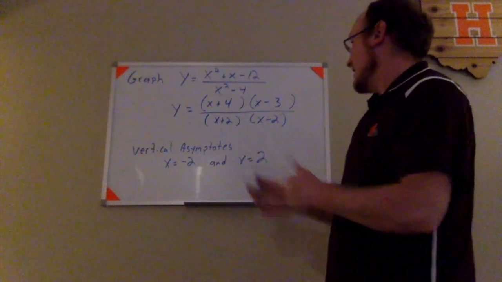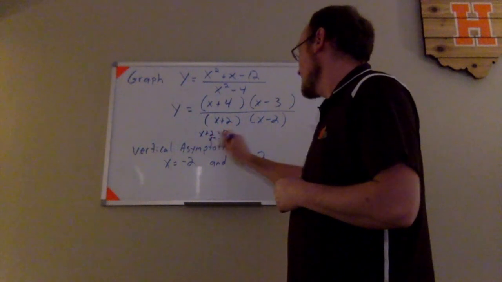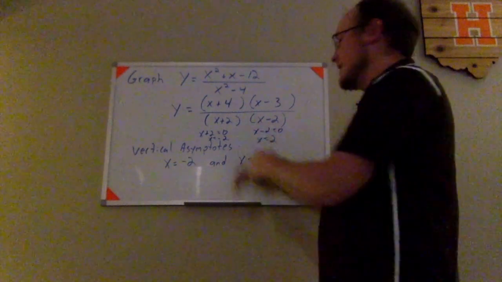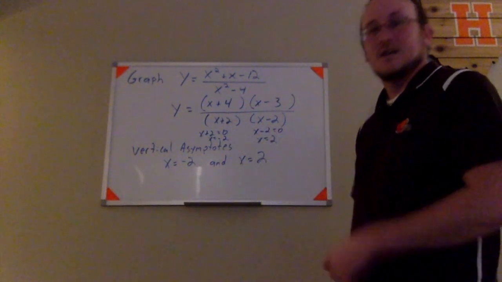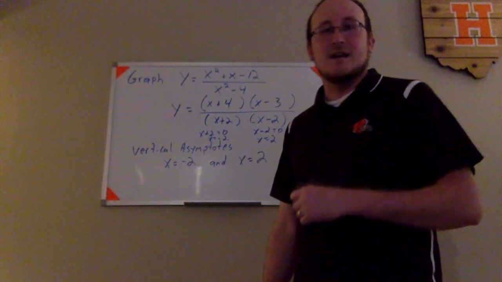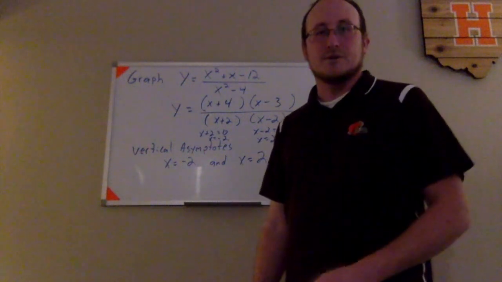So again, if I show the work for that, I do x plus 2 equals 0, and I get x equals negative 2. Here I get x minus 2 equals 0, and I get x equals 2. That's the work that I was using to figure out the location of those vertical asymptotes. Since I did not have any factors that got canceled out completely from the denominator, I did not have any removable discontinuities, and because of that, I have no holes in the graph to consider.